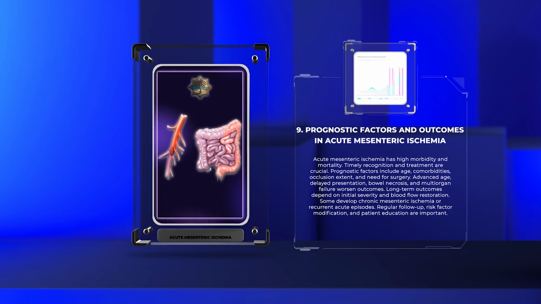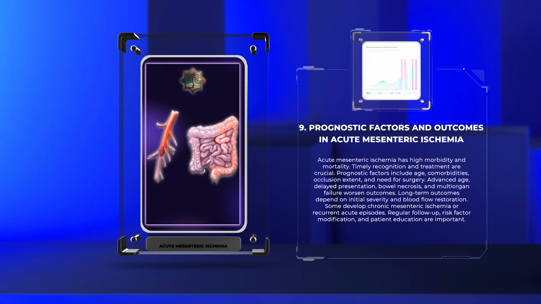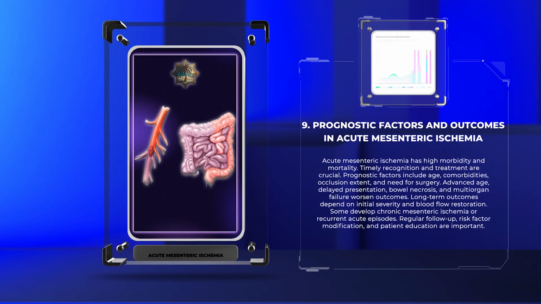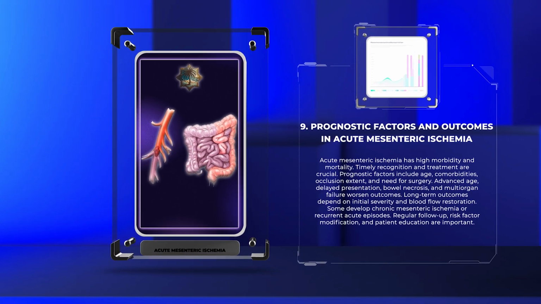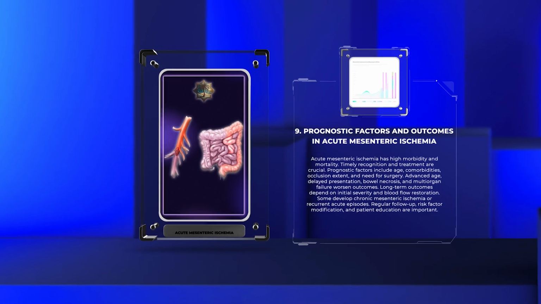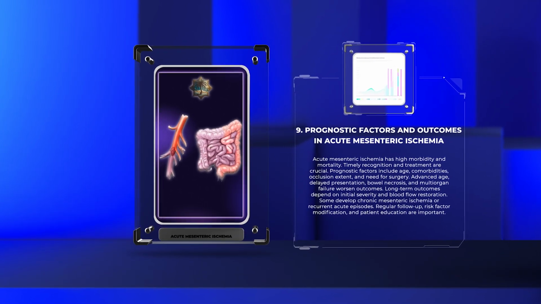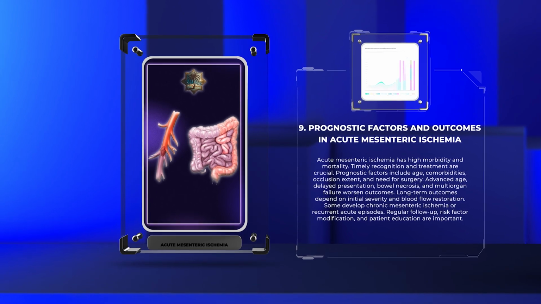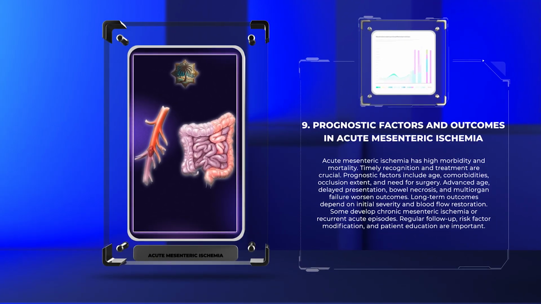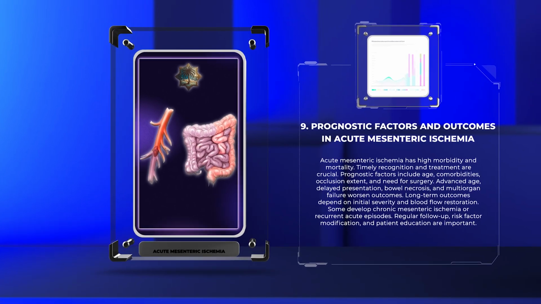Prognostic factors include age, comorbidities, occlusion extent, and need for surgery. Advanced age, delayed presentation, bowel necrosis, and multi-organ failure worsen outcomes. Long-term outcomes depend on initial severity and blood flow restoration. Some develop chronic mesenteric ischemia or recurrent acute episodes. Regular follow-up, risk factor modification, and patient education are important.